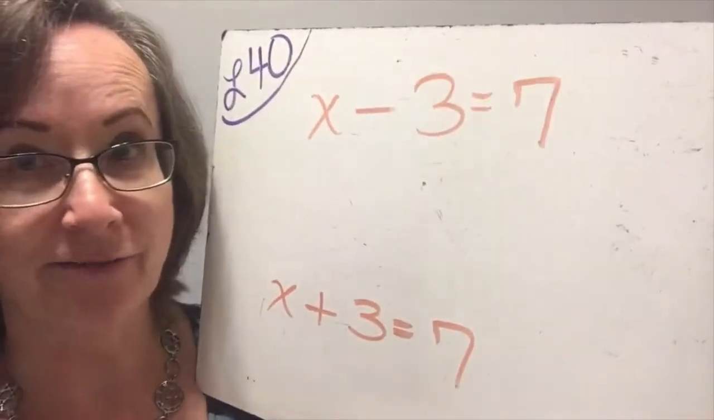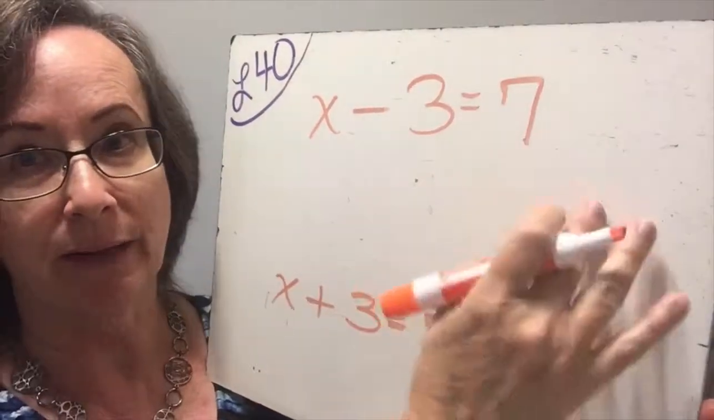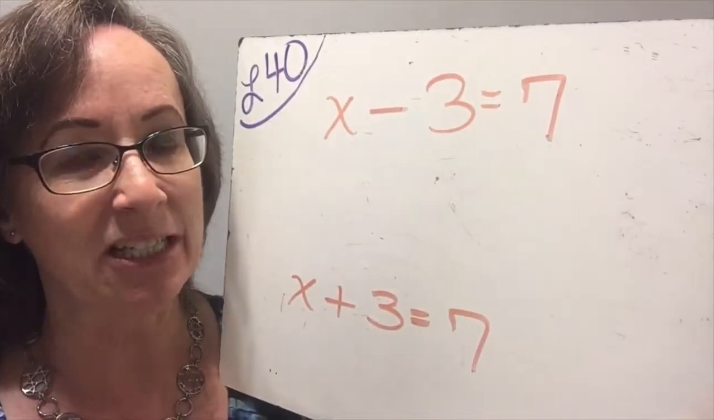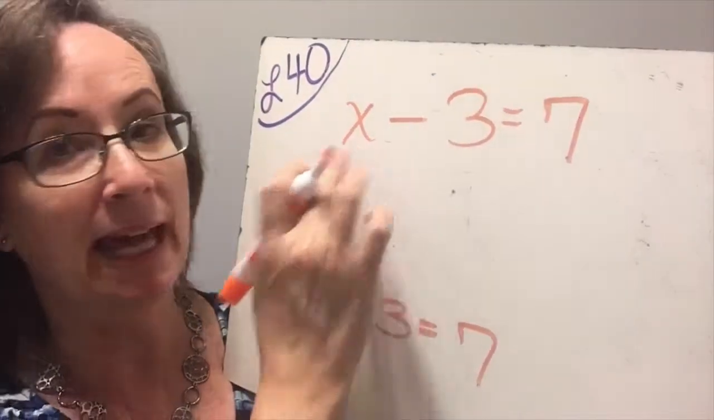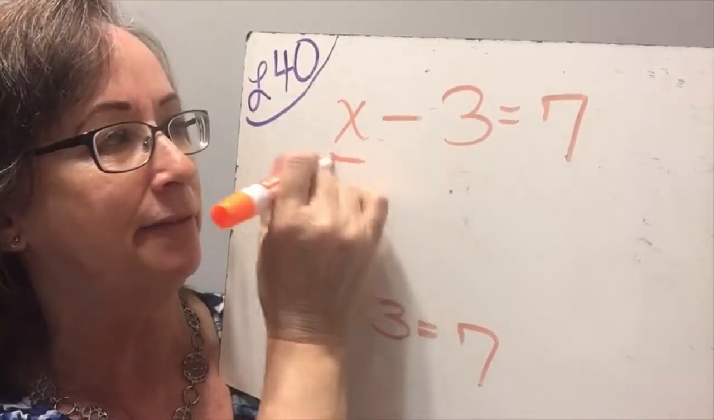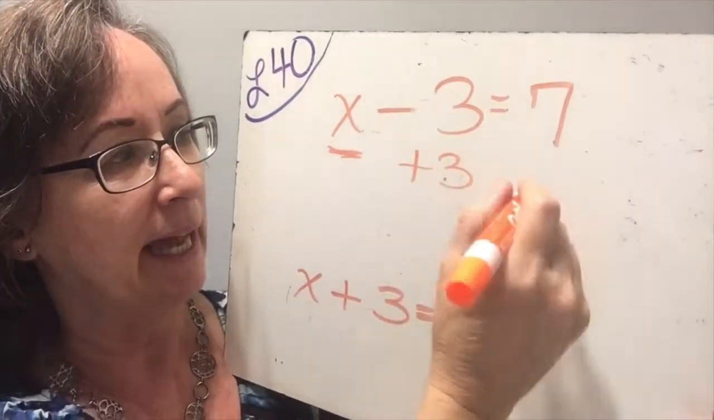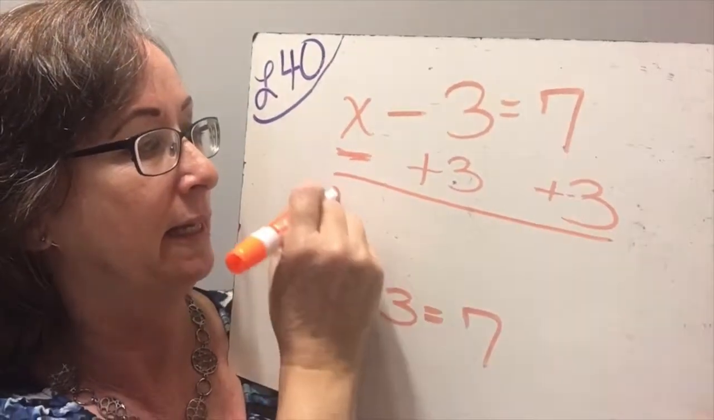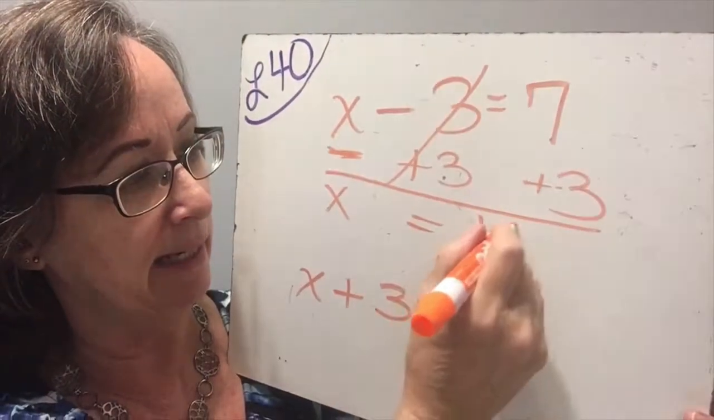Okay, so here we have our first two examples that look very similar. x minus 3 is 7, x plus 3 is 7. But they are not equivalent equations because they don't have the same solution. All right, so on the top one, remember we're always trying to get x by itself. So we want to get rid of the negative 3, so we will add a 3 to both sides. So we end up with x, cancel these, equals 10.